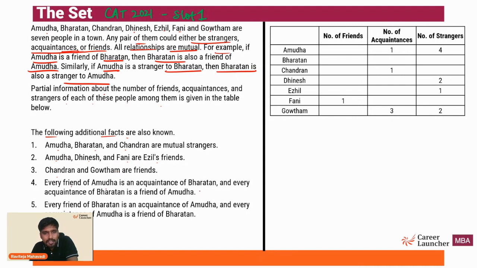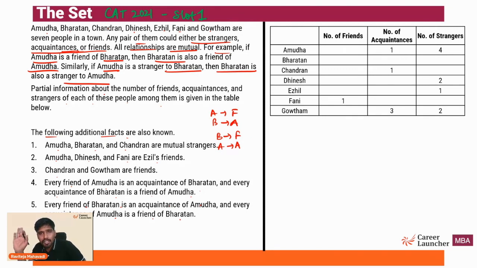Every friend of A is an acquaintance of B, and every acquaintance of B is a friend of A. So they are basically reverse of each other, right? It can be said that if A wins a match against someone, B loses against him. B wins a match against someone, A loses against him. They are interrelated. Every friend of B is an acquaintance of A, and every acquaintance of A is also a friend of B. So A's friend is B's acquaintance. Similarly, B's friend is A's acquaintance, and vice versa. It is given like that. These are the points that are given.